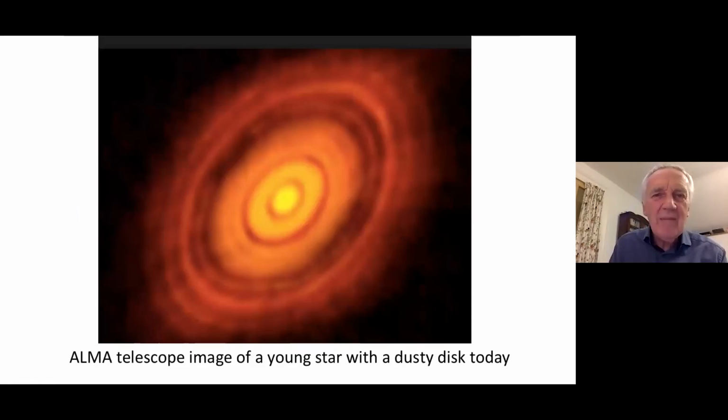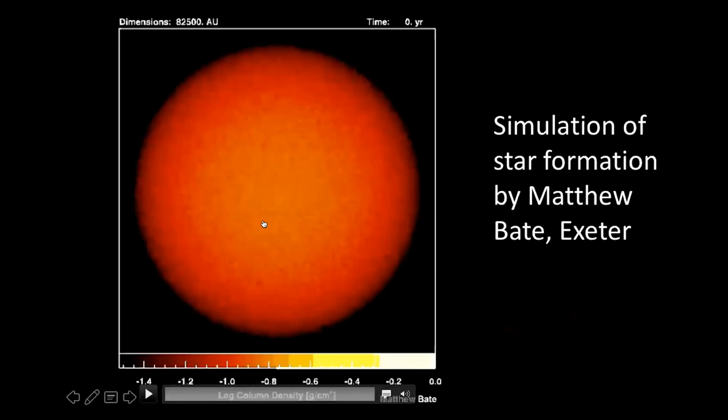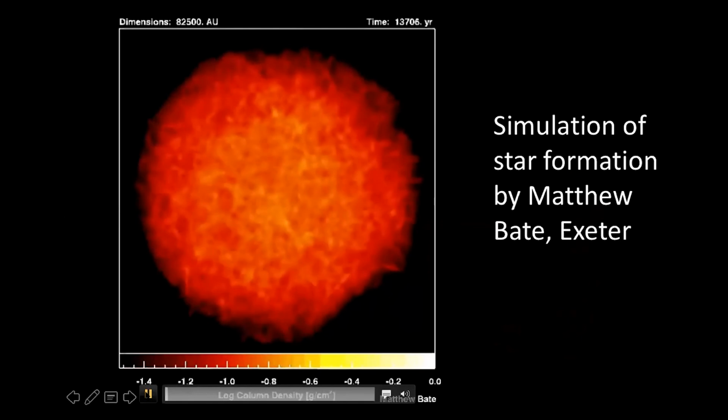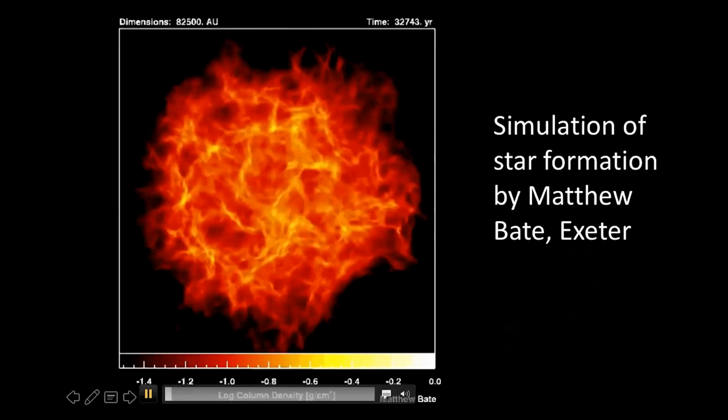And this is one of the beautiful images it's produced. A new star in the center, and here is the disk of gas and dust that's illuminating. And these dark rings in it are where it appears that planets have grown, have developed, and used up the dust so that there's nothing to illuminate. And I'll finish with a simulation of star formation, which is a mathematical model produced by this fellow Matthew Bate.